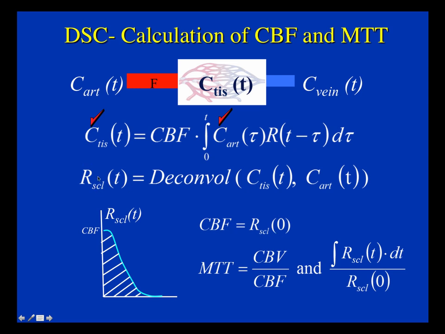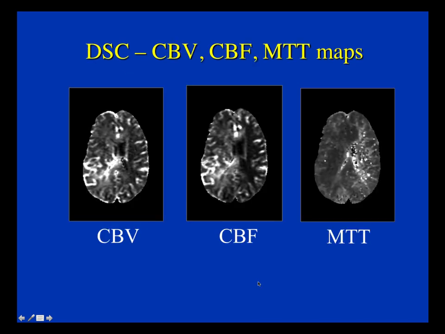Because the scaling factor is equal to the cerebral blood flow, we could measure the cerebral blood flow as the initial amplitude of this scaled residue function. When you calculate the CBF, and we have previously calculated the CBV, we can calculate the mean transit time as the ratio of the CBV and CBF. So now we have a framework to calculate CBV, CBF, and mean transit time, and we could apply these calculations on a pixel by pixel basis.